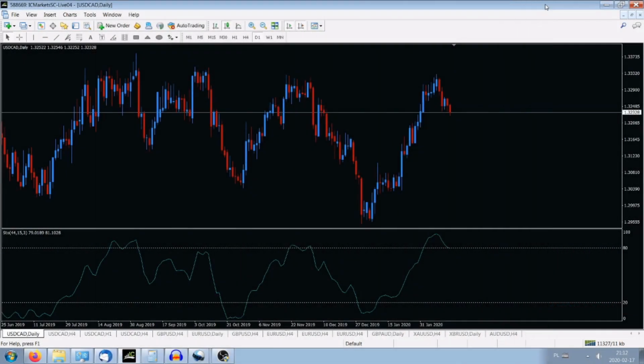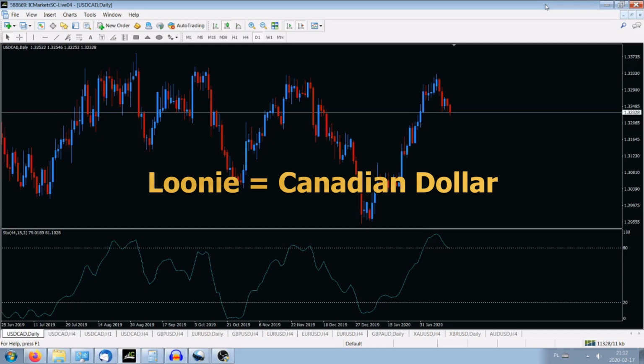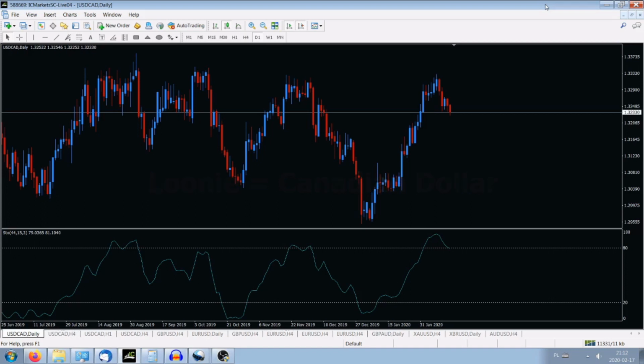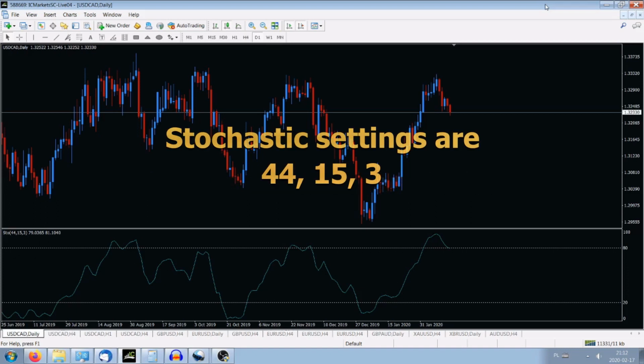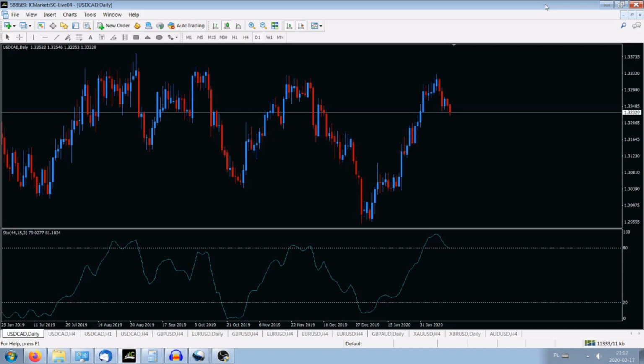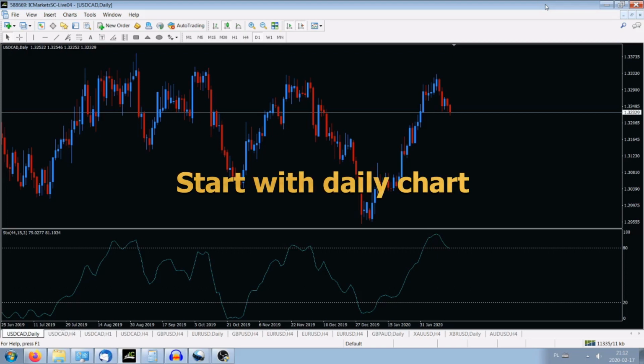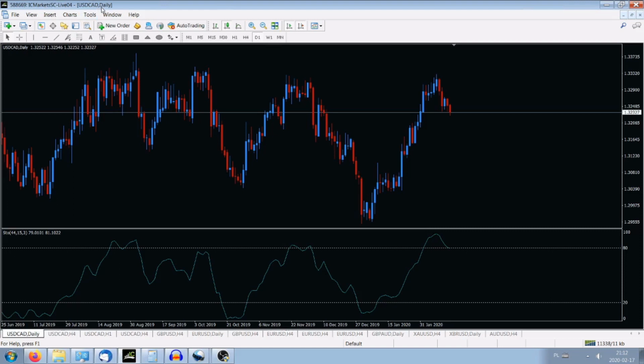So in front of me I've got Loonie, USD Canadian dollar chart, daily chart, and let me show you what I do. First thing I do, I've got over here stochastic, it's 44.15.3. So that's the settings of the stochastic. I've already proved it, there are very good settings for stochastic. For this purpose, I'm going to show you. What I do first, I'm going to the daily chart. As I told you, we are on Loonie. Here we go, USD Canadian dollar.